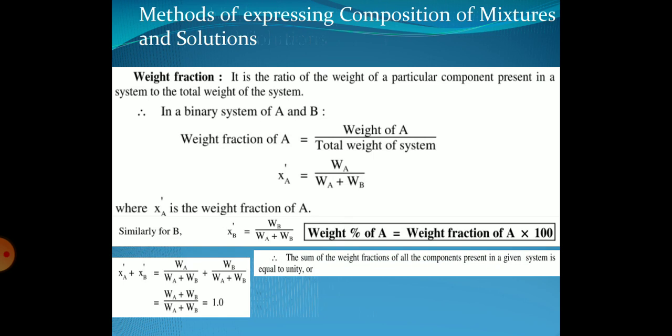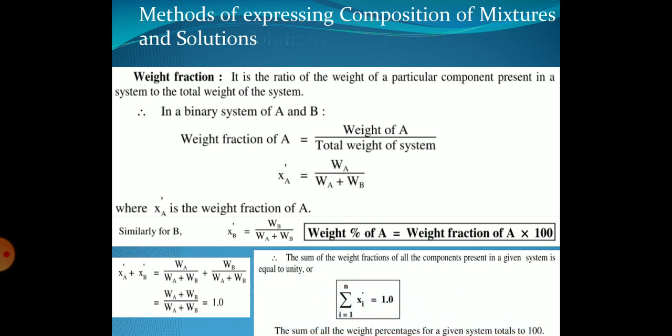The sum of the weight fractions of all components present in given system is equal to unity, or 1. So, we can say that summation, component i equal to 1 up to component number n, the summation of weight fraction of all components will be equal to 1. And similarly, the sum of all the weight percent for a given system is equal to 100.